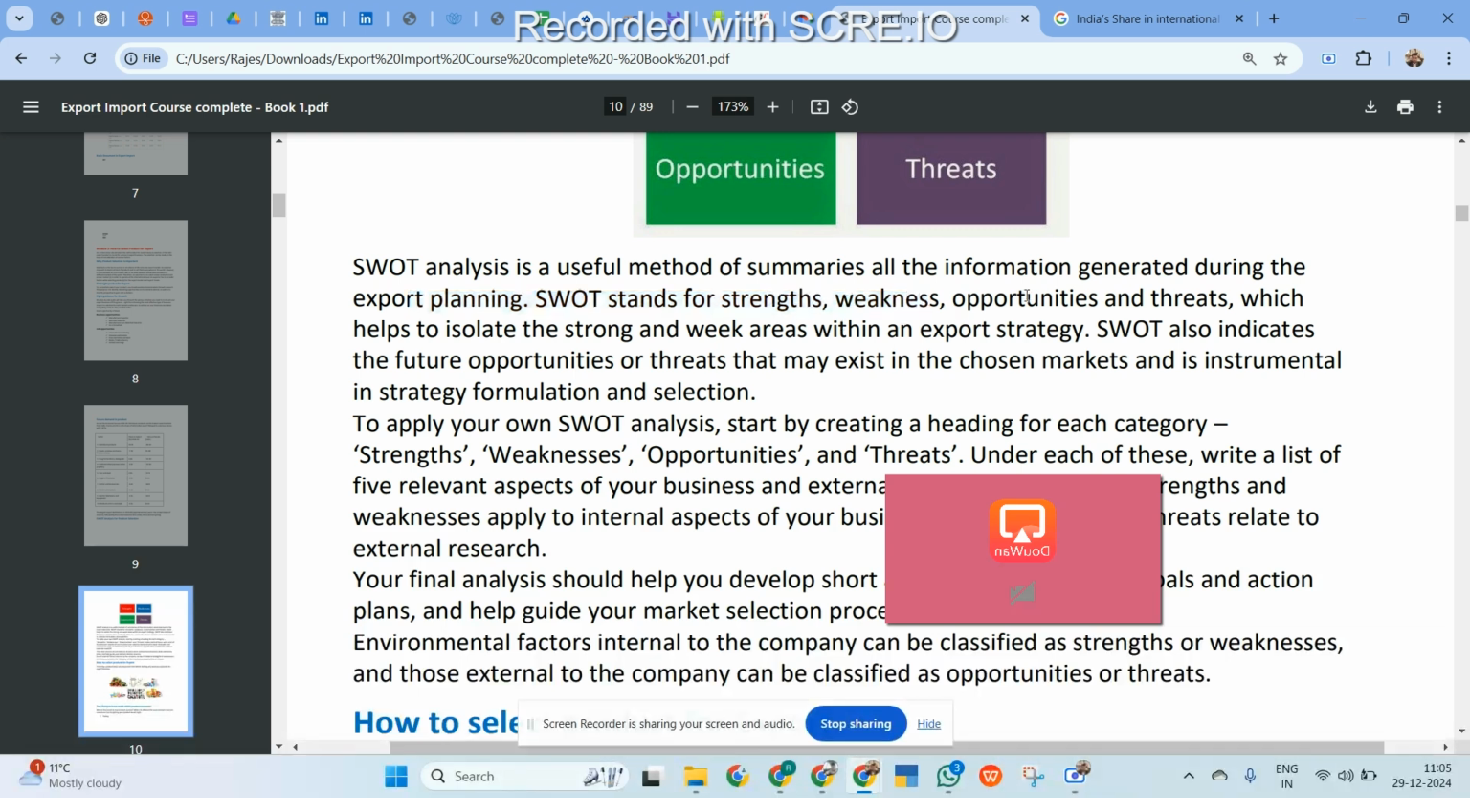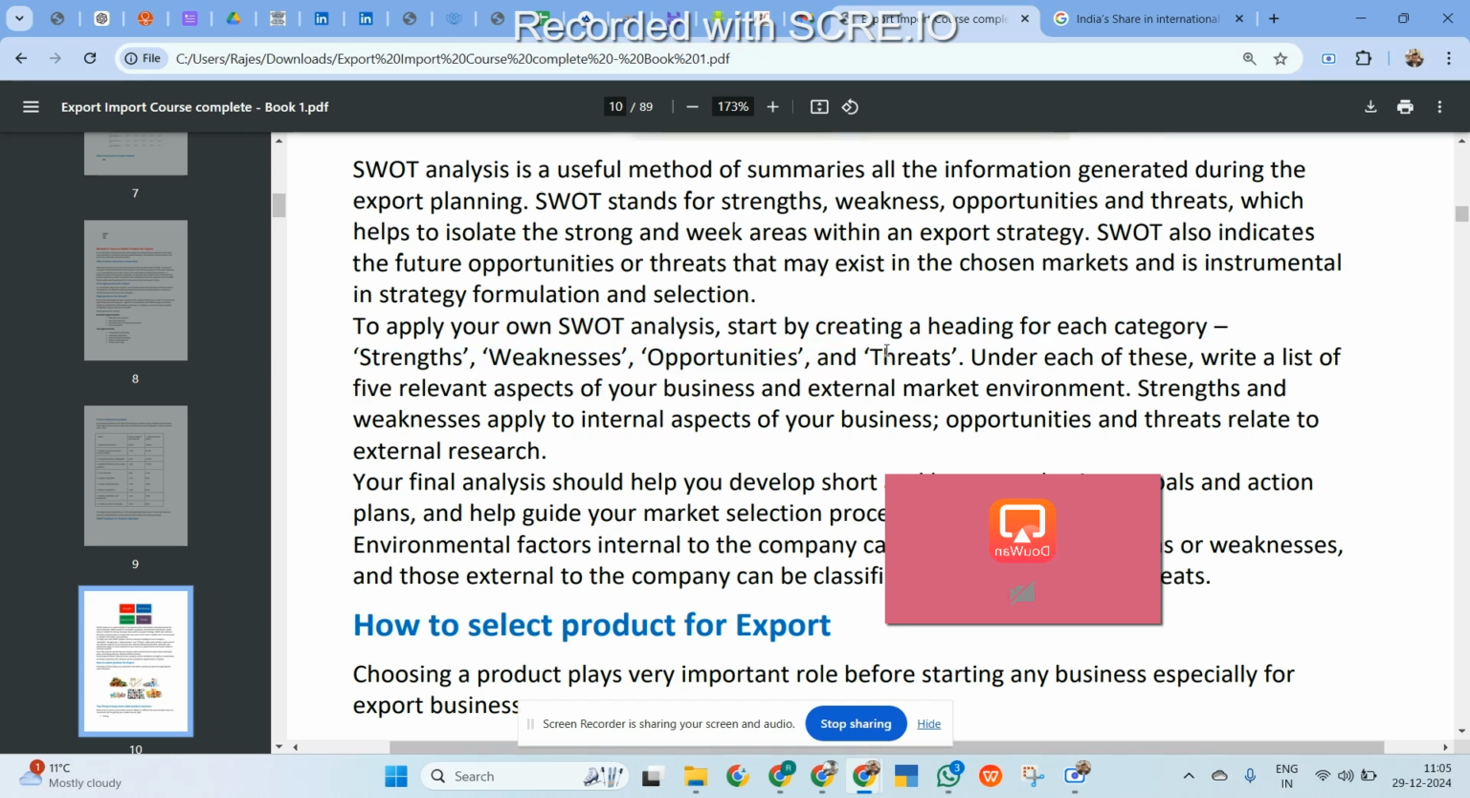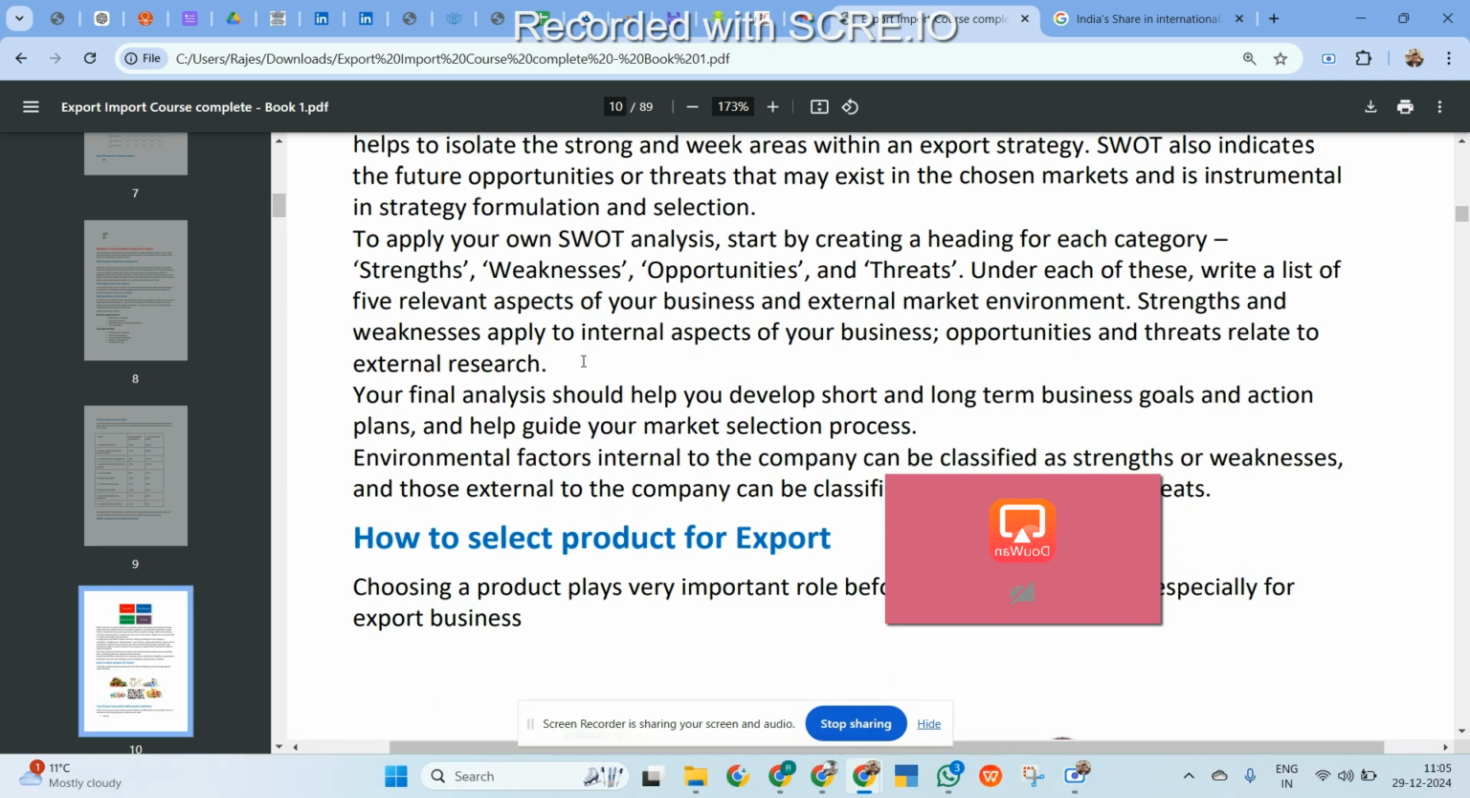SWOT stands for strength, weakness, opportunity, threat, which helps isolate the strong and weak areas within the export strategy. SWOT also indicates the future opportunity or threat that may exist. To apply your SWOT analysis, under each of these, write a list of five relevant aspects of your business and external market environment. Strength and weakness apply to internal aspects, and opportunity and threat are external research. So basically, strength and weakness are your internal, and opportunity and threat are outside, in the market.